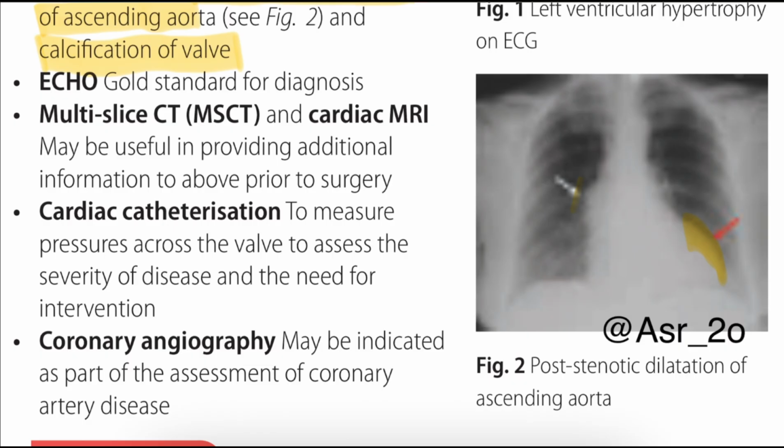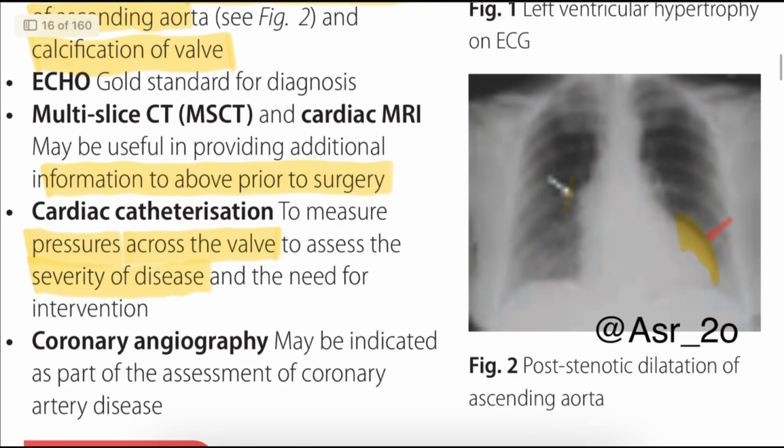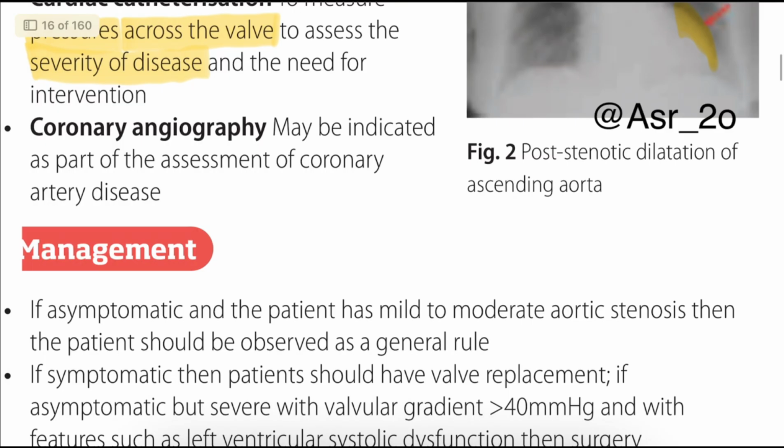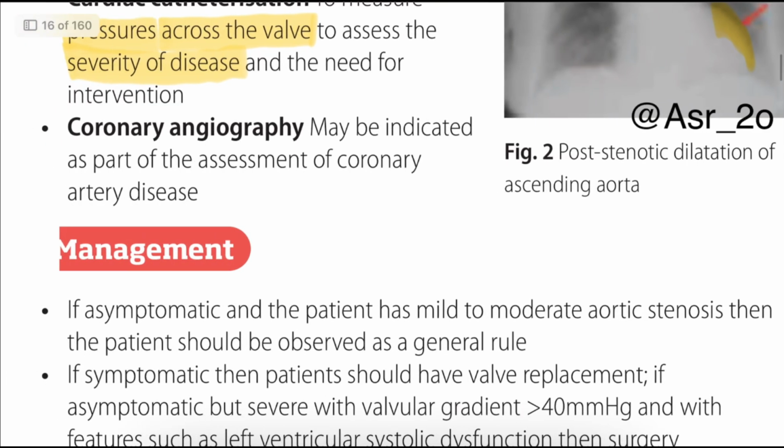Okay, next you can see here that is multi-slice CT scan. Cardiac MRI may be useful for providing additional information prior to surgery. Next you can see cardiac catheterization. It will help to measure pressures across the valve to assess the severity of disease and need for intervention. Coronary angiography may be indicated as part of the assessment of coronary artery disease.